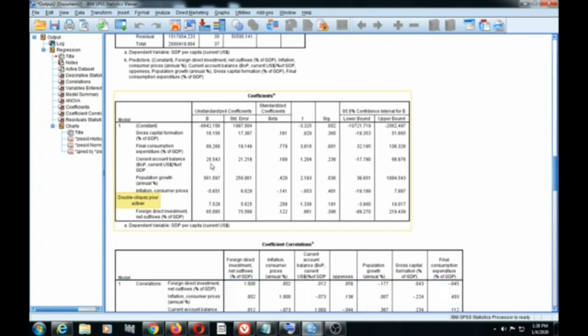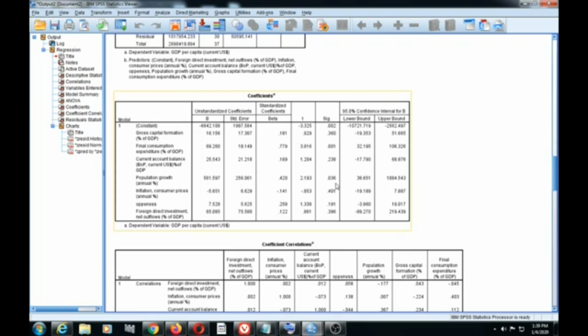Current account balance didn't statistically influence the variation of GDP per capita because the p-value is higher than our threshold of 5%. Even if the threshold were 10%, we could not say that current account balance significantly influenced the variation of GDP per capita, which is our dependent variable.